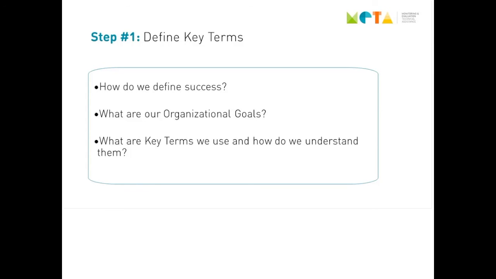Describing that. And then after defining terms, we could then begin to draft a theory around it, because there was a need for a commonality, a common understanding around certain terminology, especially when it's so key and integral to the theory of change itself. And so what are key terms we use and how do we understand them?